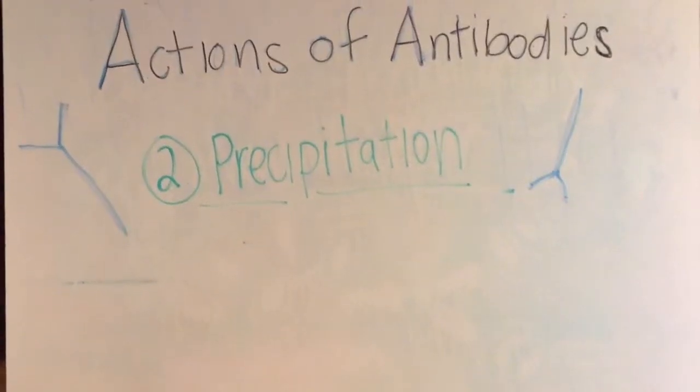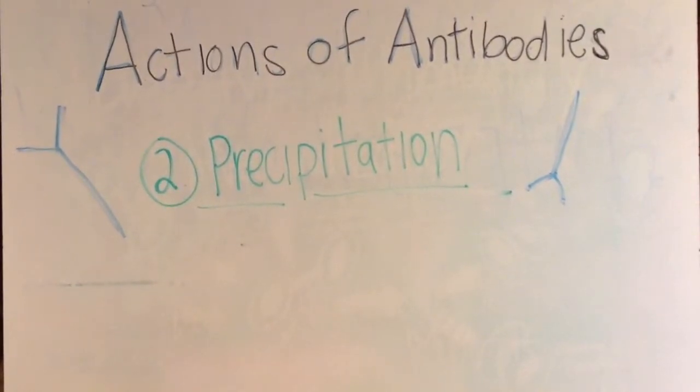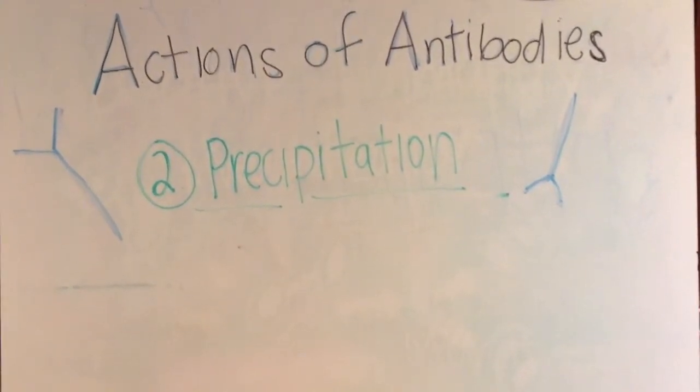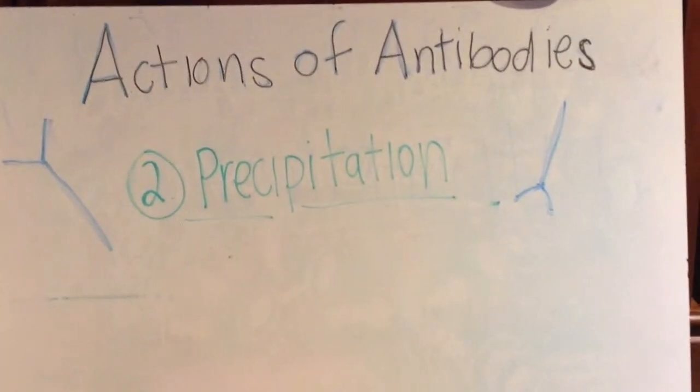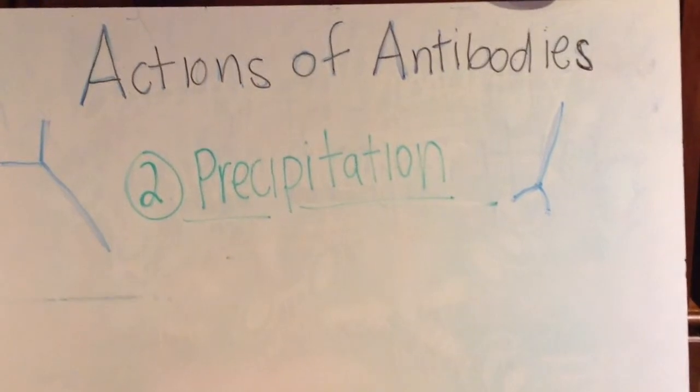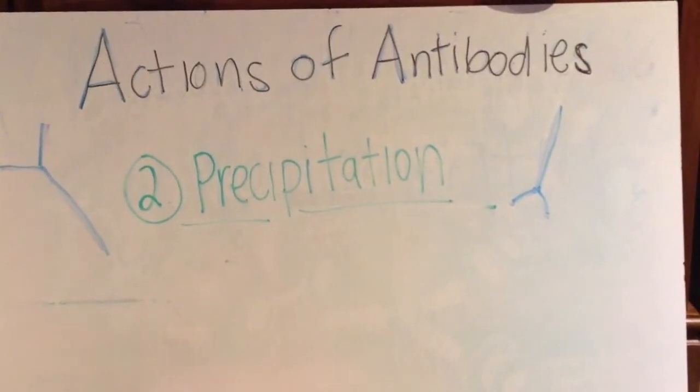Number 2 is precipitation. When the antigen is a soluble molecule, such as a toxin, this process may create a complex that is too large to remain in solution. Put simply, the formation of insoluble immune complexes is called precipitation.